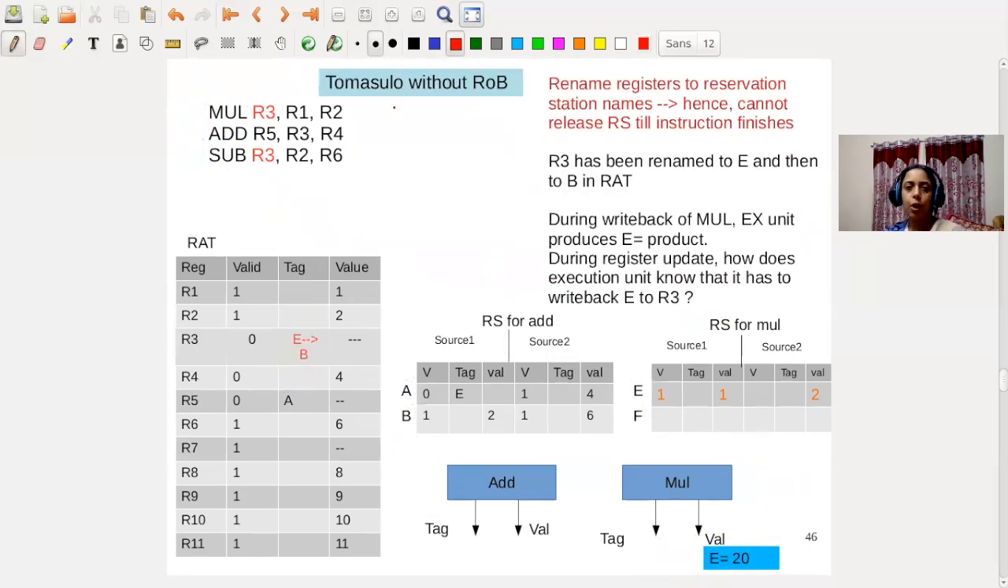Now, this is what is called the Tomasulo without the ROB. And in this case, the way you do it is as follows. We know that the registers have been renamed to the reservation station names, as you see here. And we are also not freeing up the reservation station. Now, there are two ways to write back the content of R3 by recognizing the connection between E and R3.